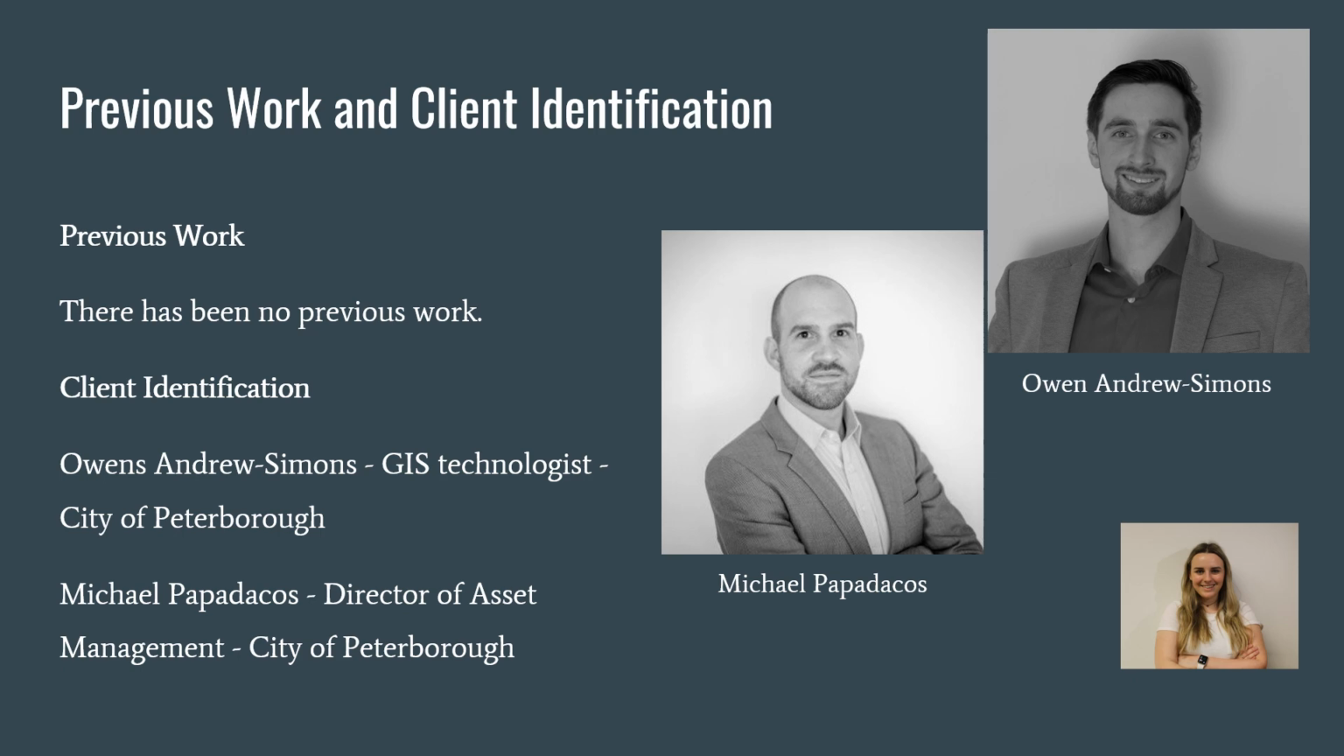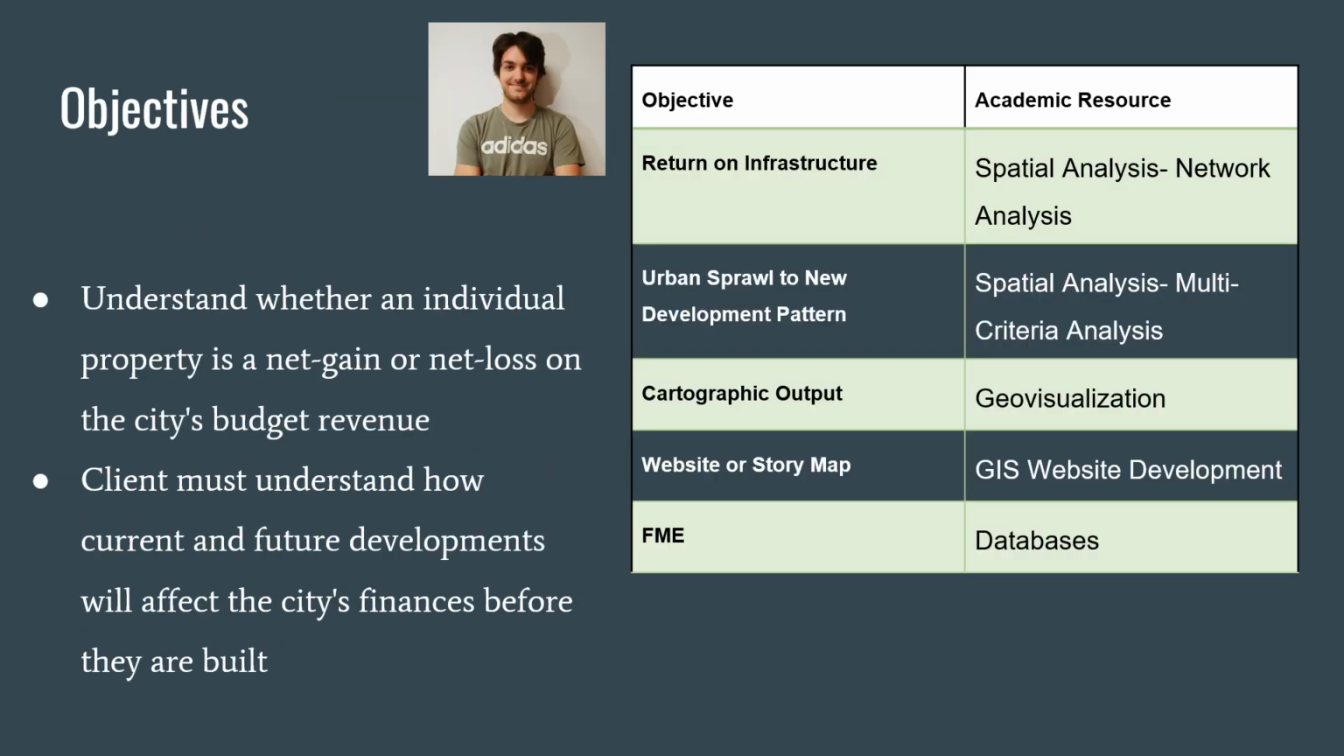Michael is the Director of Asset Management in Peterborough, and he is spearheading the aspects of all the infrastructure, and he has all the vision. Owen, along with us, are just trying to come up with a solution and something that we can work with them. Essentially, the main objective of the city of Peterborough is to understand whether an individual property is a net gain or a net loss on the city's budget in connection to infrastructure maintenance and property tax revenue.